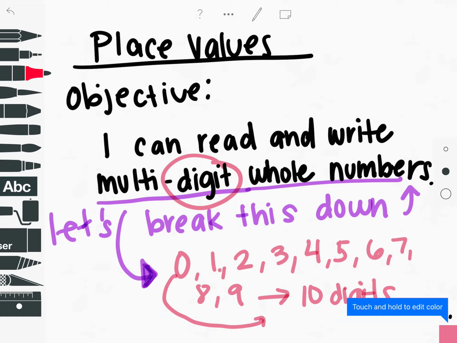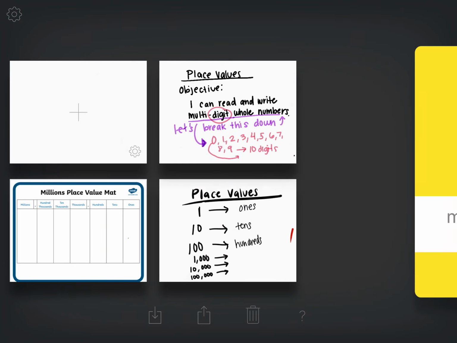So we would say I can read and write. We're going to be talking about our place values, meaning I can read large numbers up to a million. I can do expanded form. I can do standard form. So let's continue and do a little refresher.